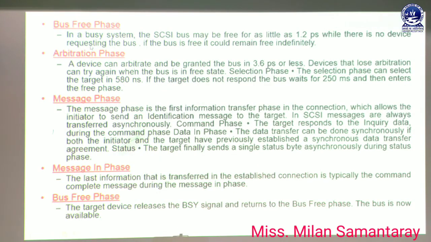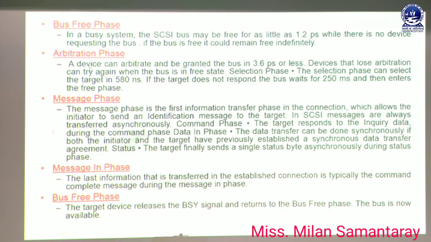So in the bus free phase, the SCSI bus may be free for as little as 1 to 1.2 per second while there is no device requesting the bus. When the system is busy transmitting data, it may be free for some period of time so that some device can use that bus. And if the bus is free, it could remain free indefinitely. That means it will be free for an infinite period of time.